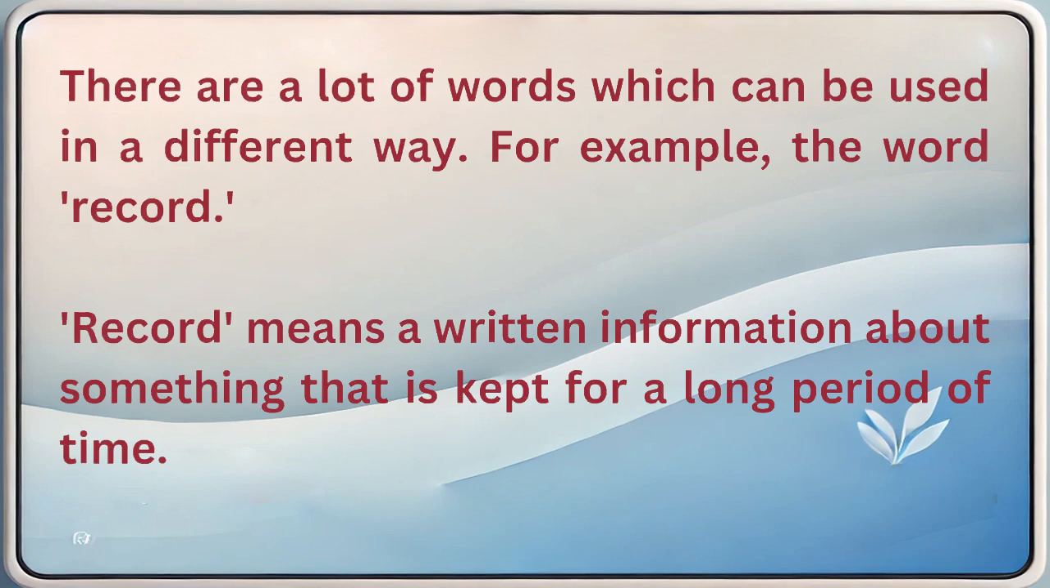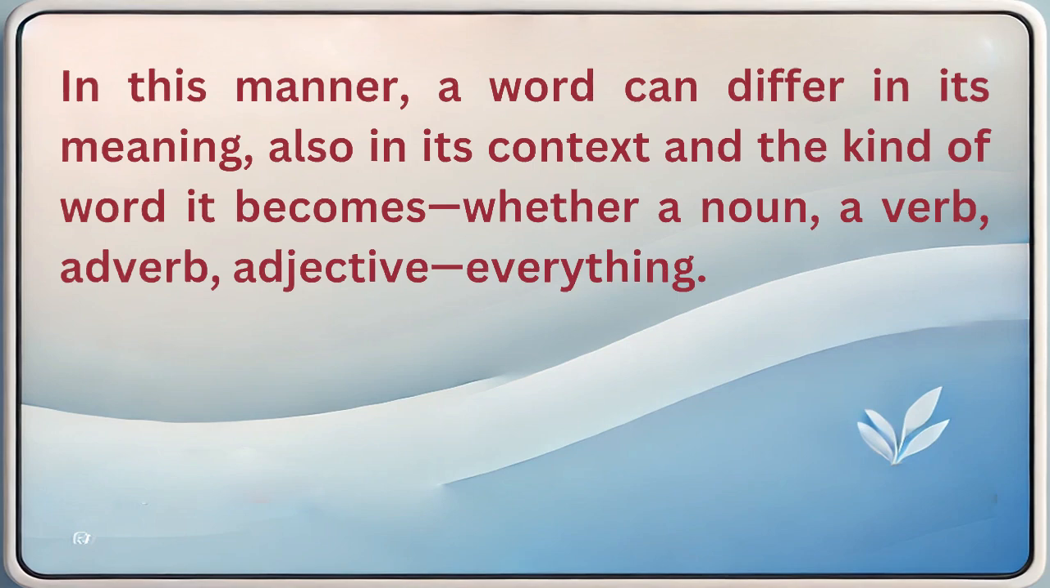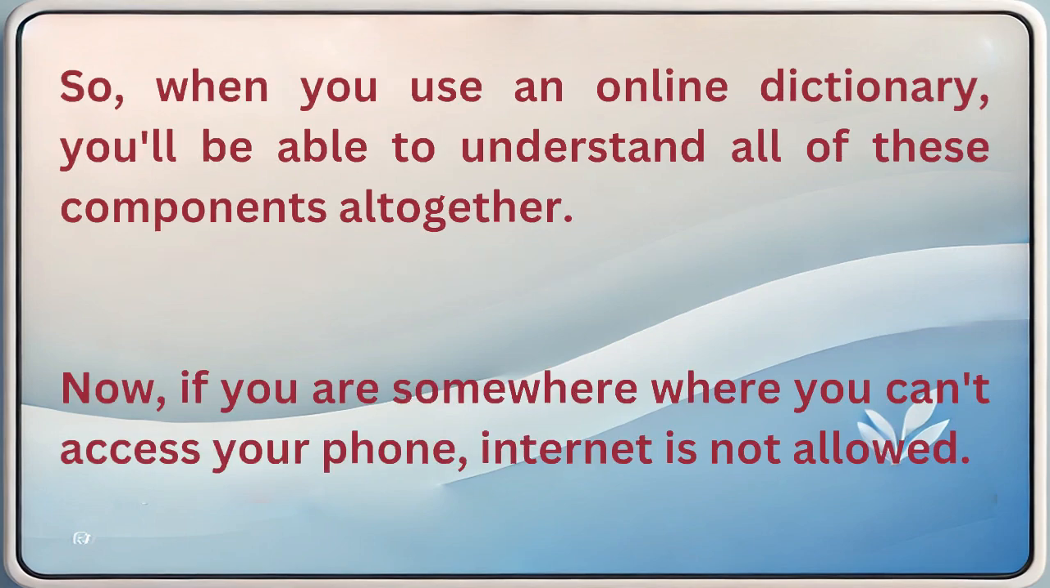For example, the word record. Record means a written information about something that is kept for a long period of time. So, that is record. Now, to record is to capture everything. That's an action. That's a verb. The first one was a noun. This is a verb. In this manner, a word can differ in its meaning, also in its context, and the kind of word it becomes, whether a noun, a verb, adverb, adjective, everything. So, when you use an online dictionary, you'll be able to understand all of these components all together.